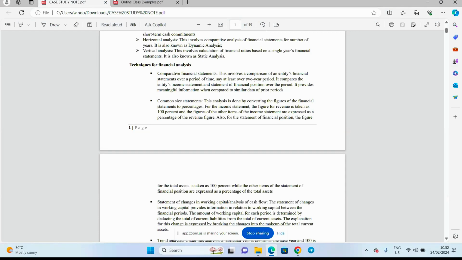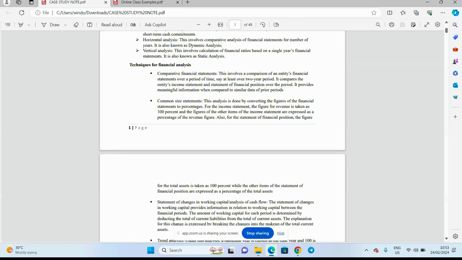This analysis is done by converting the figures of the financial statement to percentages. For the income statement, the figure for revenue is taken as 100%, and the figures of the other items of the income statement are expressed as a percentage of the revenue figure. Also, for the statement of financial position, the figure for total assets is taken as 100%, while the other items of the statement of financial position are expressed as a percentage of the total assets. Thank you. Common size is done by converting the figures of the financial statement to 100.